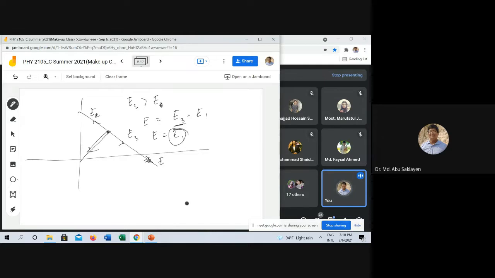This is the direction of E2. So you got the direction of E2, and this is equal to E1 also, because the charge is the same. And E1 equals E, right? So E2 equals E1 equals E, right? But the direction is this.